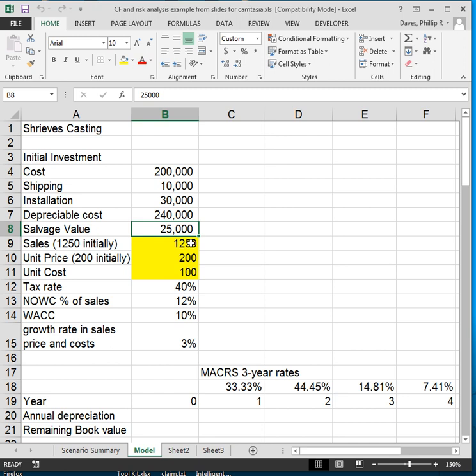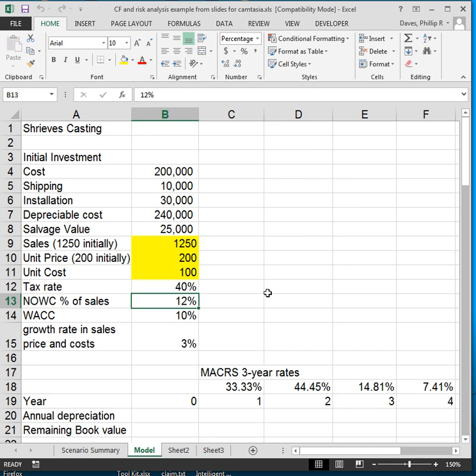In this example we're going to have 1,250 units a year. The selling price will be $200 each. The production cost will be $100 each. The tax rate is 40%. At the beginning of every year you have to have accounts receivable and inventory amounting to 12% of sales on hand, and actually this would be the amount less any accounts payable.